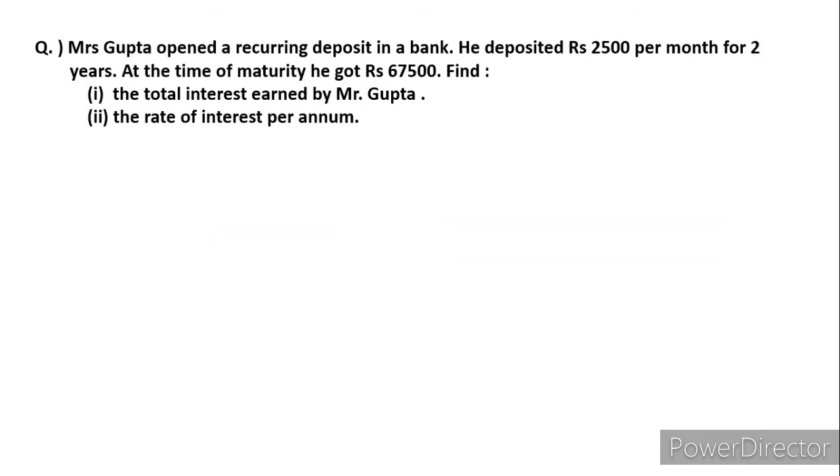Question 2. Mrs. Gupta opened a RD account in a bank. He deposited rupees 2500 per month. So P is given. P is rupees 2500. The amount which you deposit every month is known as P, principal, for 2 years. Time is equal to 2 years. Then convert this into months. That is 2 into 12. N is equal to 24 months. Maturity value is given. MV is equal to 67,500.